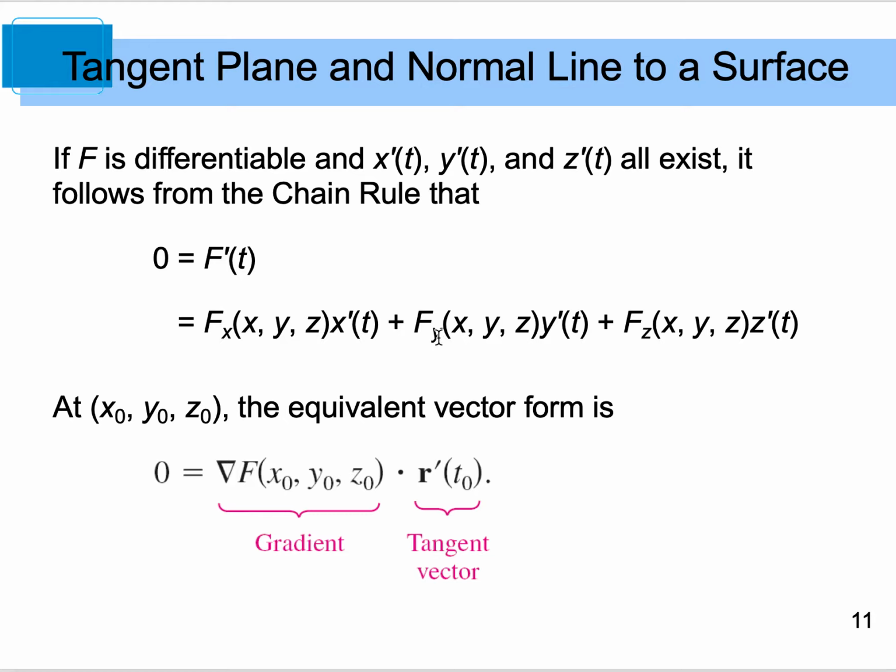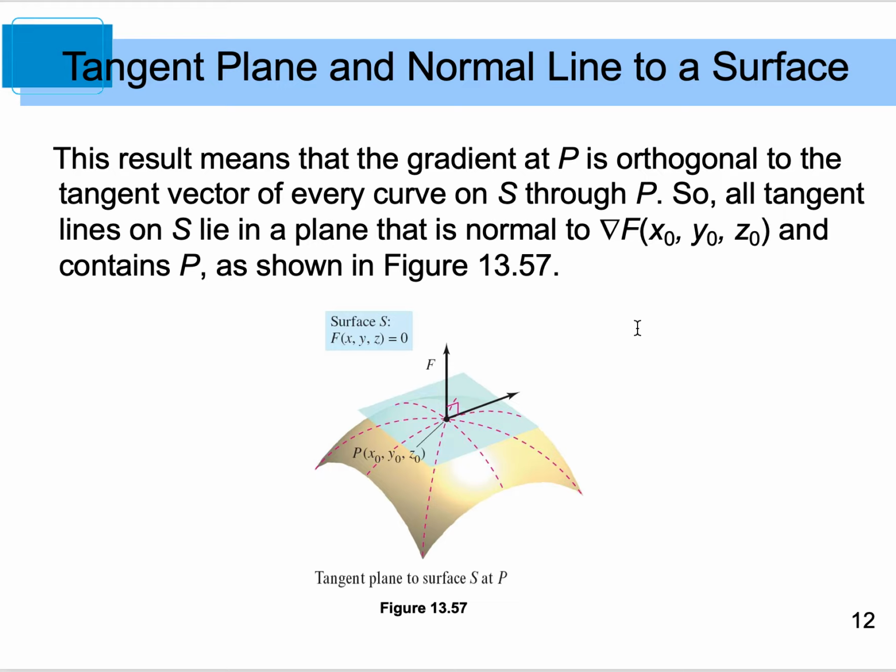Plus, take the derivative of y, but x and z are constants, times the derivative of y of t. Then take the derivative with respect to z, so that x and y are constants, and I'm multiplying by the derivative of z. So that gives me that equivalent vector form. So we're basically taking what we did previously and building upon it.